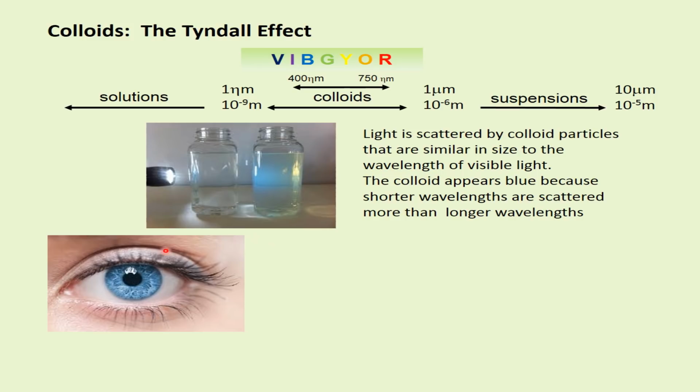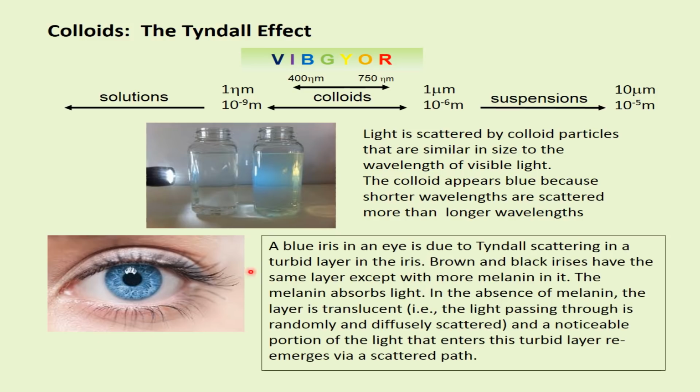Here's another example, blue eyes. Now, a blue iris in an eye is due to Tyndall scattering in the turbid layer of the iris. I'm taking this directly from Wikipedia. So those of us with brown and black irises have the same turbid layer in our eye, except they have more melanin in it, and melanin absorbs light. In the absence of melanin, the layer is translucent.